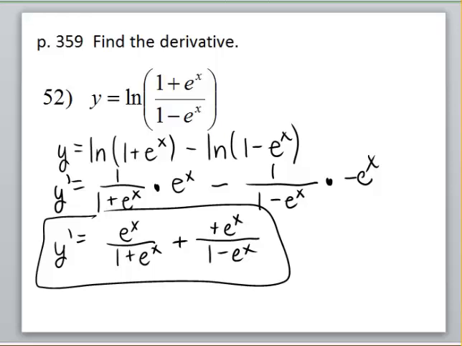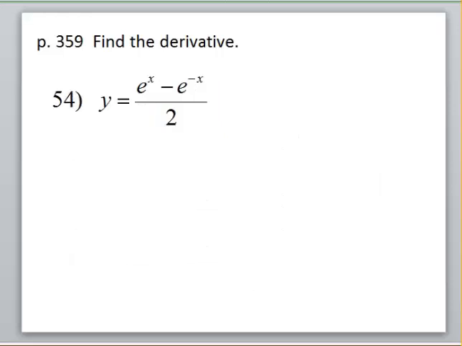The next problem, again, we're going to find the derivative. I would rewrite this one as well first. I would rewrite this as 1/2 times e to the x minus e to the negative x. The reason I'm going to go ahead and do that is so I don't have to deal with that 1/2. We're just going to carry it along.